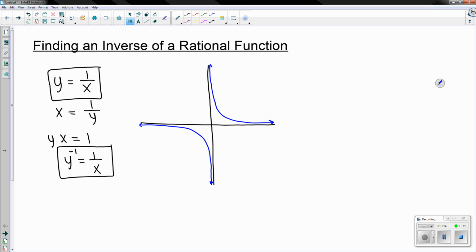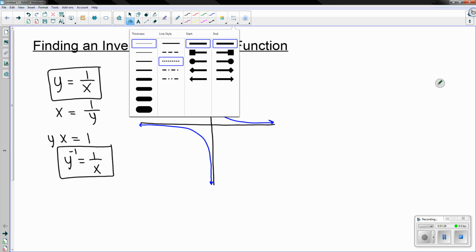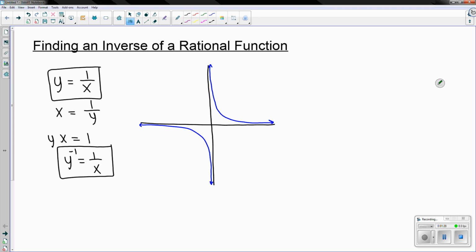And we know that that idea of swapping the independent and dependent variables is the same thing when we're working with a visual or in the coordinate plane of taking all of the coordinates that compose the function 1 over x and exchanging or flipping the x and y coordinate for each one. And what that does visually is a reflection over the line y equals x.